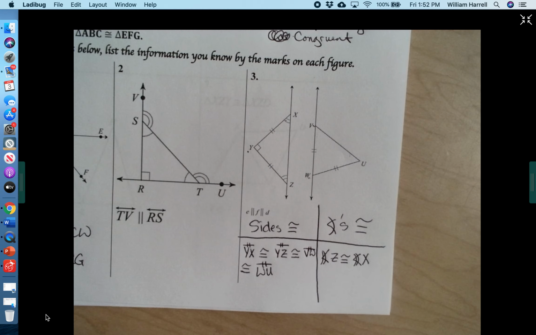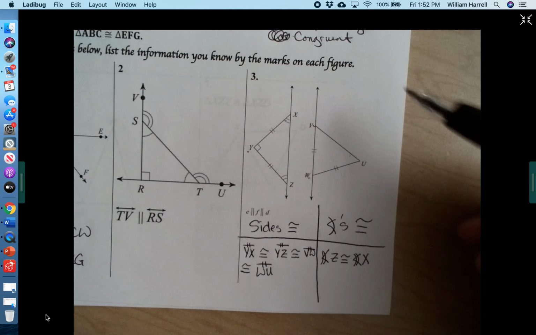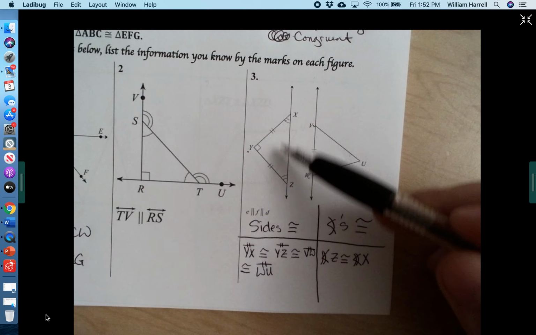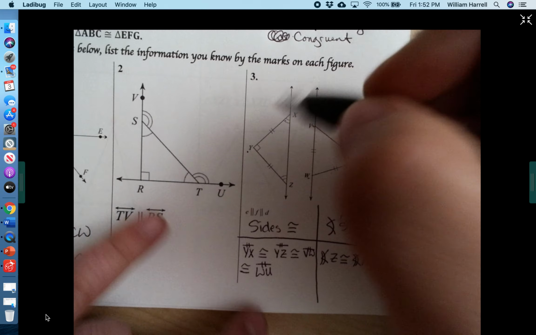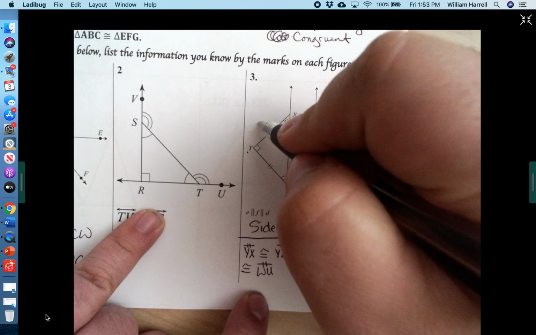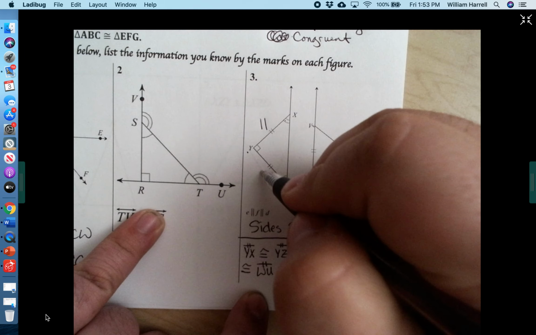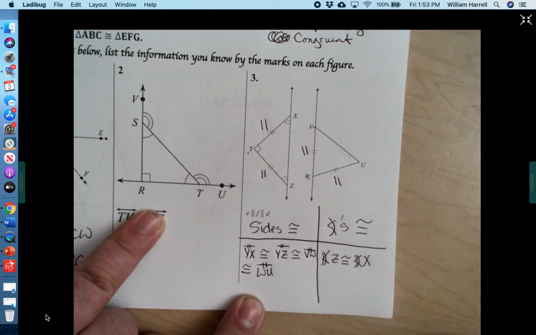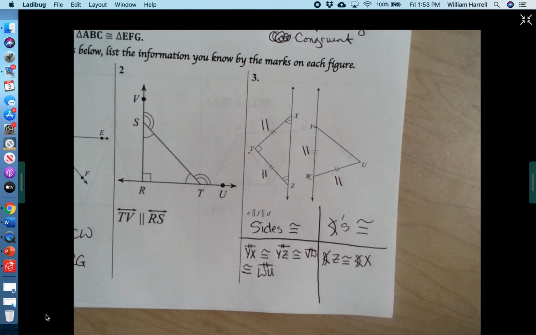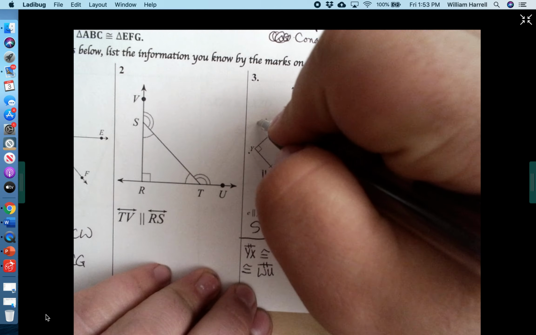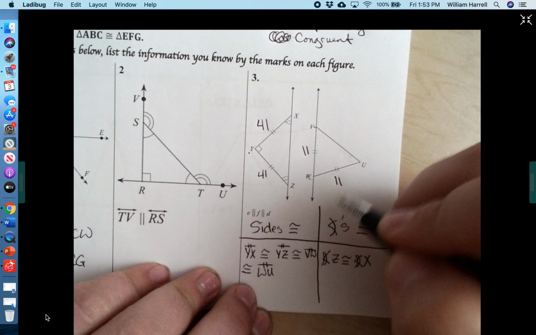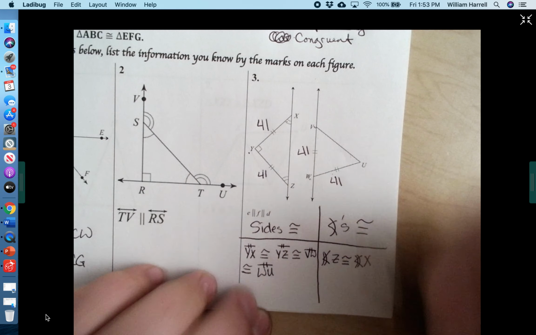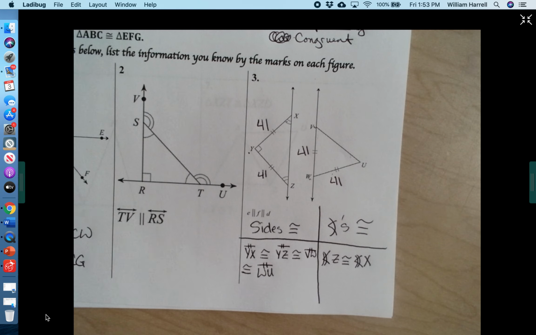So again, the biggest thing right now I want you to see is your marks are telling you measures. So if I put a value here, say 11, this would be 11, this would be 11, this would be 11. So even though you don't see it, you can write it and know it. If I change it to 41, well then this is 41, then this is 41, and then this is 41. Okay, so it's no rules if you're not given. Put numbers.